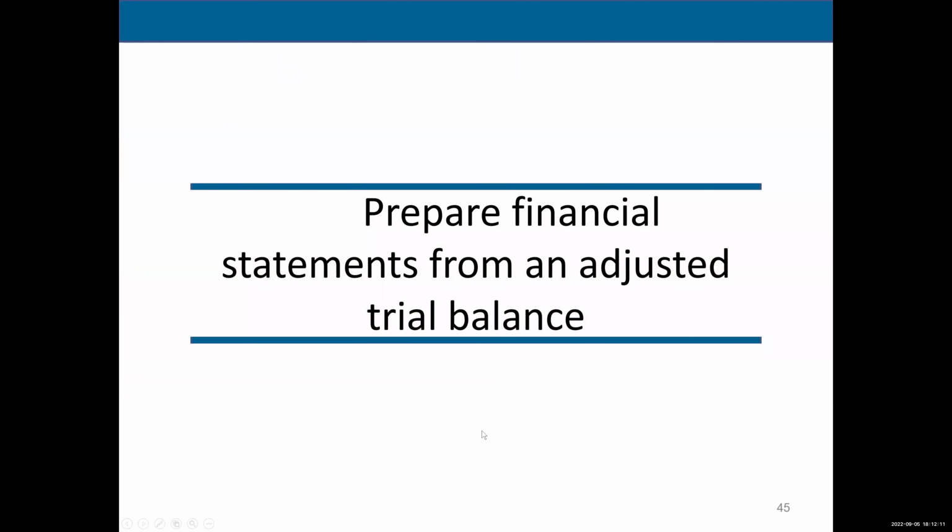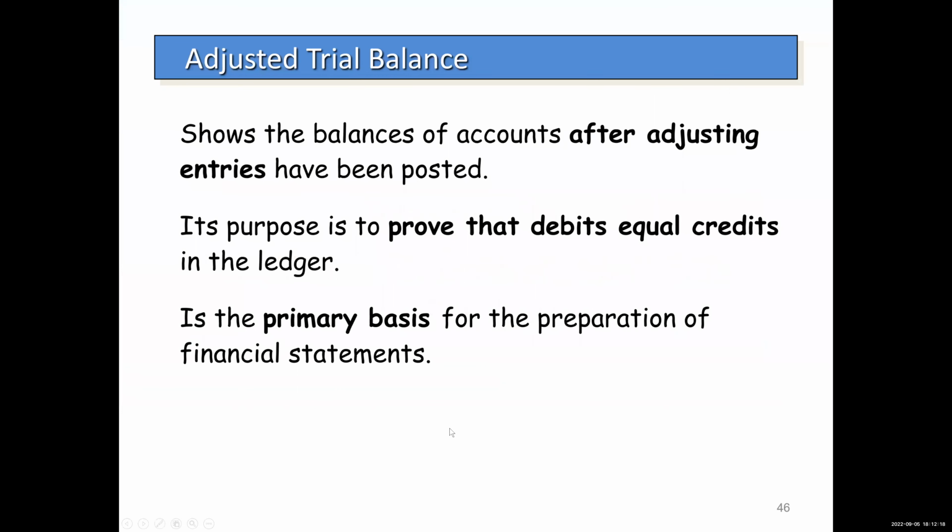Okay, here we go. Prepare financial statements from an adjusted trial balance. What is an adjusted trial balance? An adjusted trial balance shows the balances of the accounts after adjusting entries have been posted. Just like any other trial balance, its purpose is to prove that debits equal credits. And the adjusted trial balance is the primary basis for the preparation of financial statements.